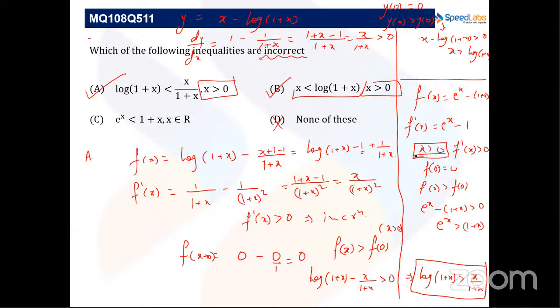Since it is not applicable for x greater than 0 and we are given for all the real numbers, this condition should be applicable, but it is not, so this is also an incorrect inequality and we have to find the incorrect inequality. So this is also one of our options. So the correct options are A, B and C.